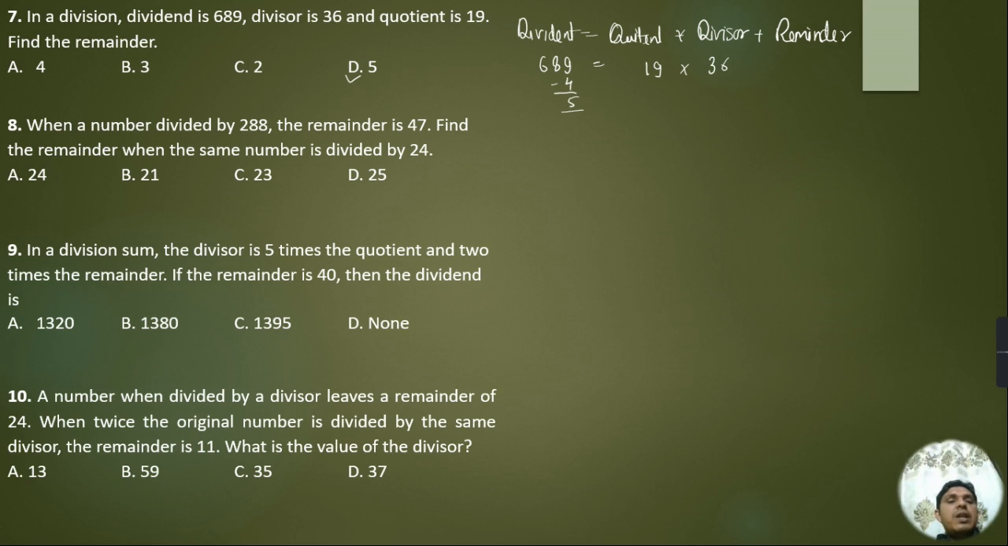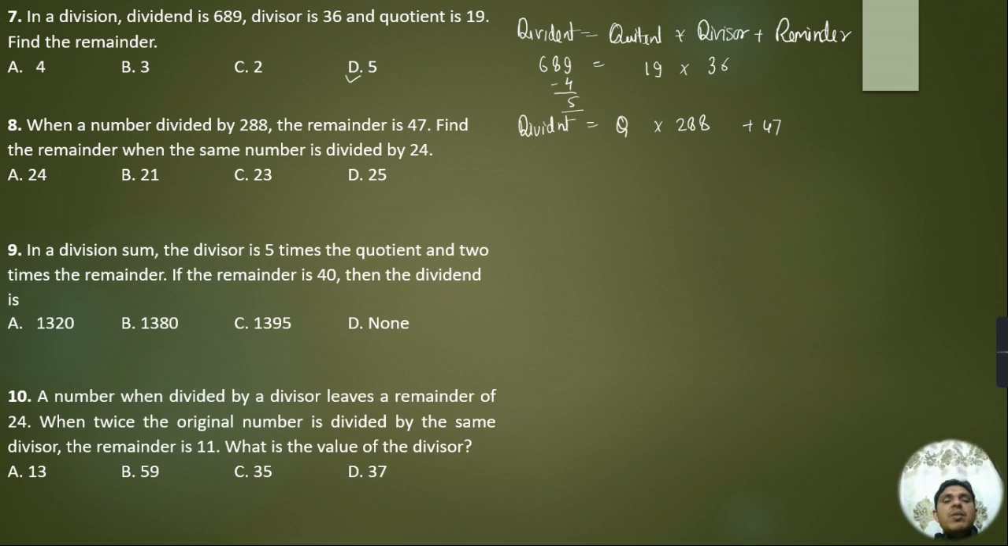Okay. Question number 8. The question is, when a number is divided by 288, the remainder is 47. Find the remainder when the same number is divided by 24. So some dividend we can say is divided by 288, that means here the quotient is some quotient, the divisor is 288, and the remainder is 47, so we can write 47 here.